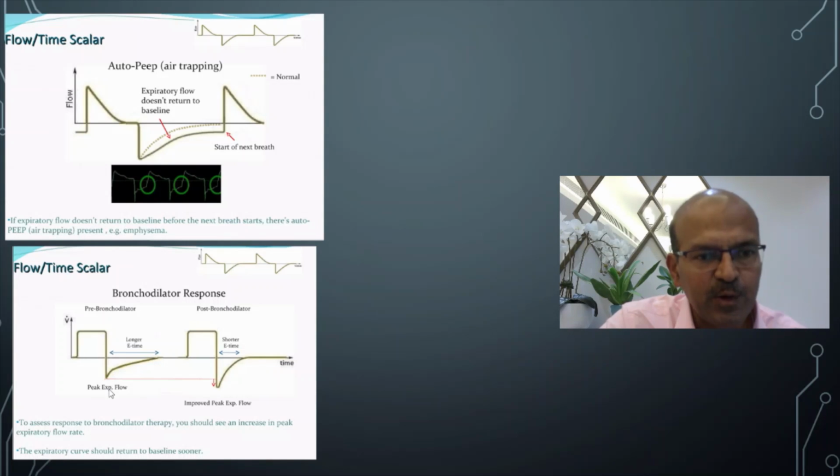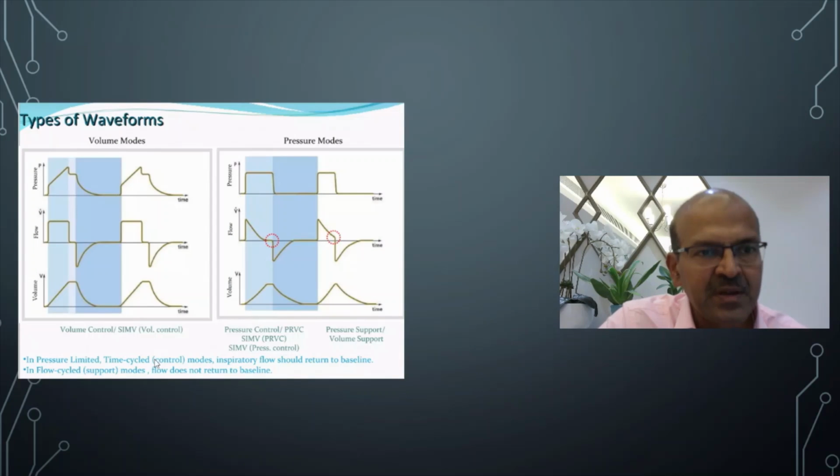Here we have the bronchodilator response. If we have a very prolonged expiration and the flow is coming back very slowly, you can give a bronchodilator and you can see it comes back quicker. And in terms of secretions in the airway, you will have irregularity here, and you would have a more prolonged expiratory phase as well.